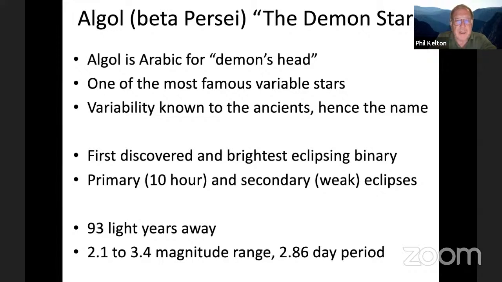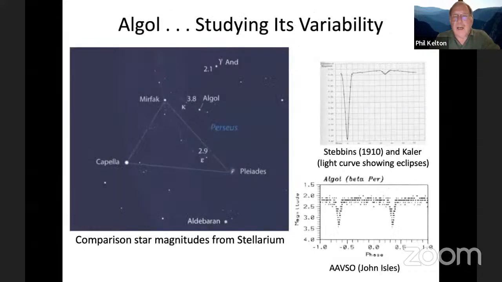So it exhibits two eclipses, a primary and a secondary, with a period of just under 3 days. So the next slide gives an illustration of this. A couple of things here. In the upper right is a diagram from over 100 years ago showing the fact that it has both this primary and secondary eclipse, depending on whether the brighter or fainter star is eclipsing the other star.